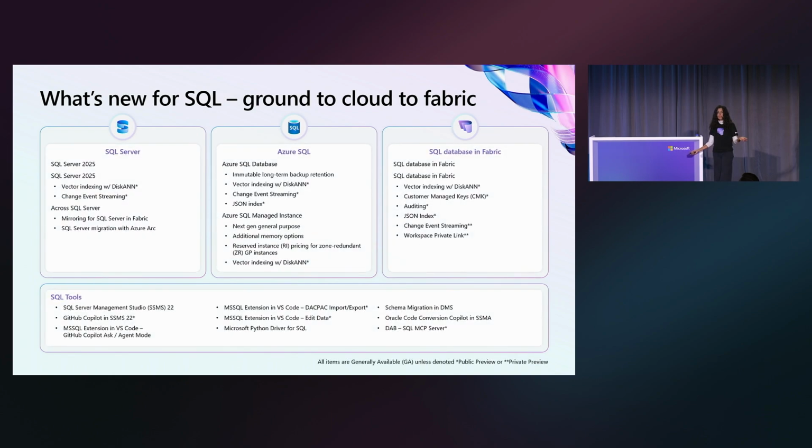That's not all, right? So we talked about at the beginning how it's one SQL from ground to cloud to Fabric. This is the slide where you can see everything across the Microsoft SQL team. We're all one team, just so everybody knows. These are all the things we've been working on, and things like vector indexing that you saw are available from ground to cloud to Fabric.